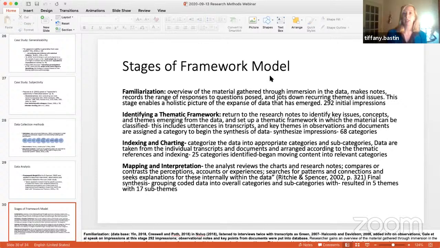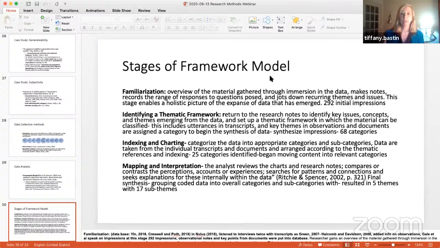After the familiarization and big impressions, then you start to think about a thematic framework. So this is when you look at all of those notes and you start to look at what are the key issues, concepts, or themes. And your framework is a way to start categorizing or moving things into a way that you can start looking for key themes. And when I put the thematic framework in place, I ended up with 68 different categories.